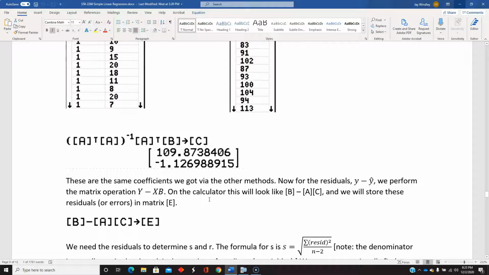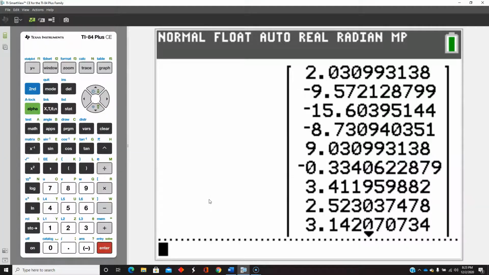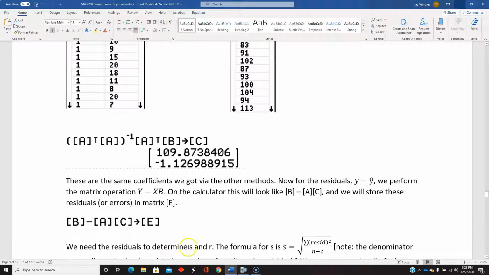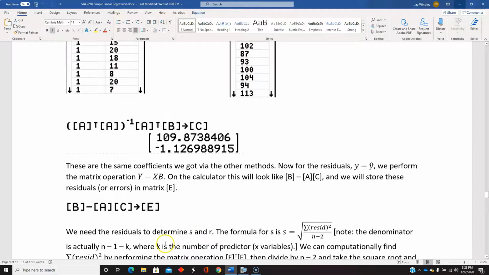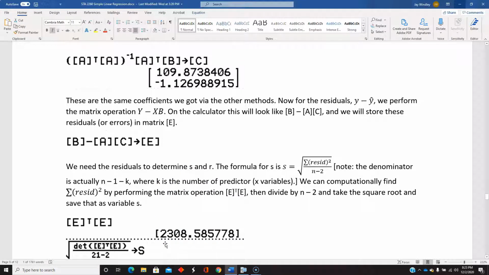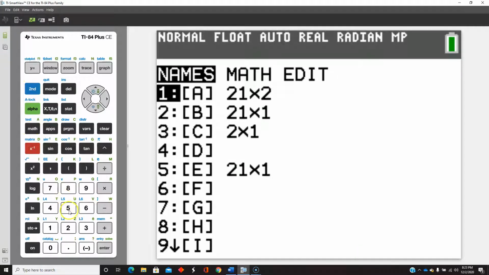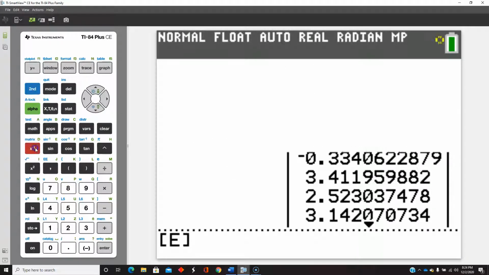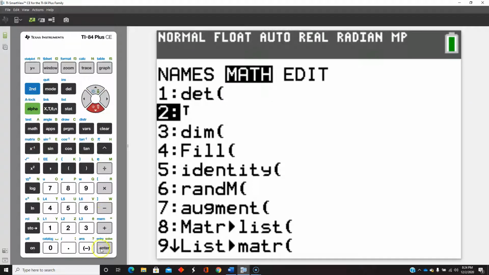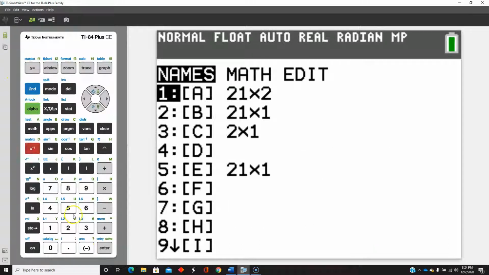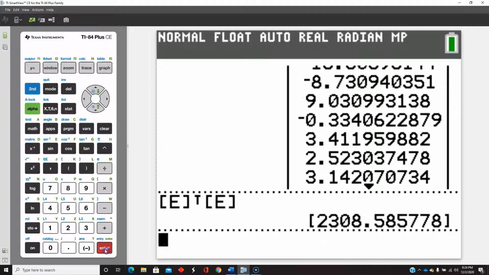So we've got our residuals in matrix E. Now, to find S, S is the standard deviation of the residuals. So we can square the residuals by just multiplying the residual matrix times itself. So that's going to be E transpose E, matrix E transpose and matrix E. So that will give us the sum of the squares of the residuals.